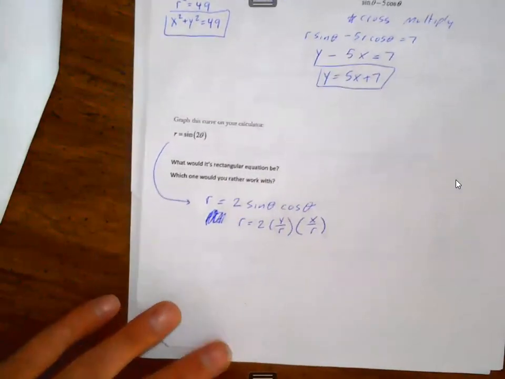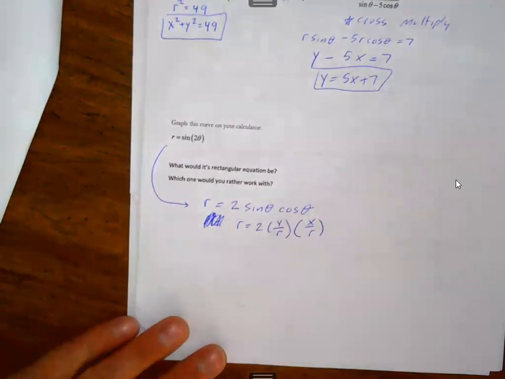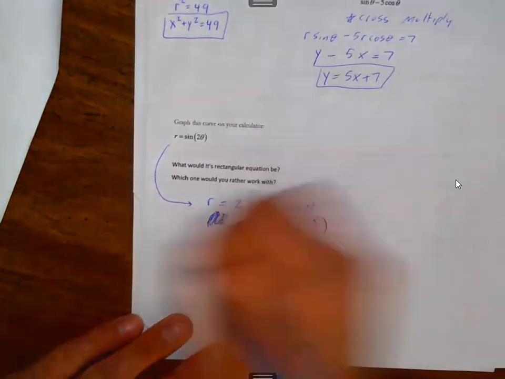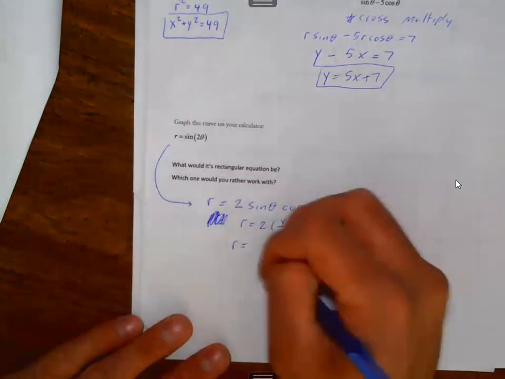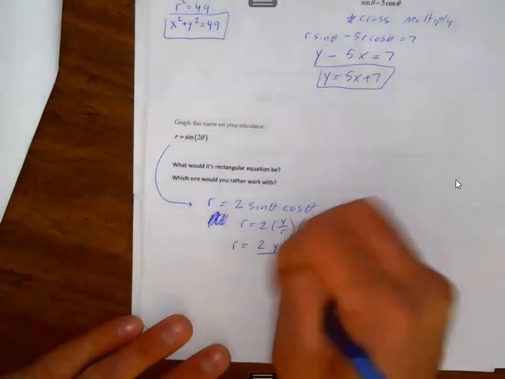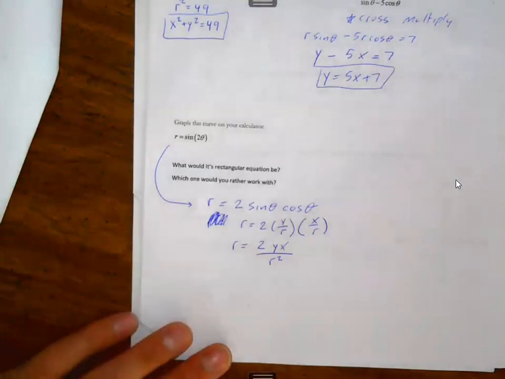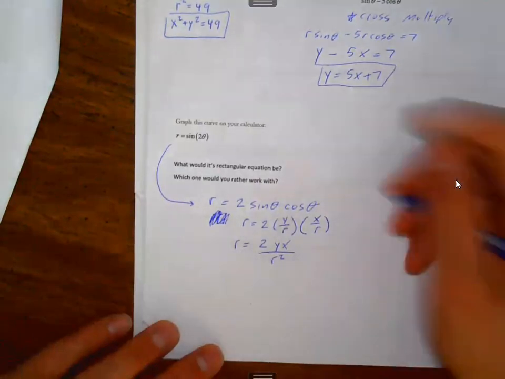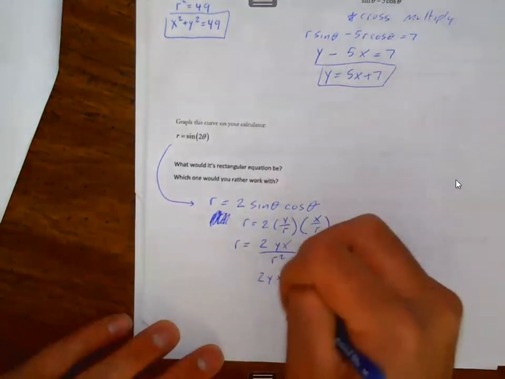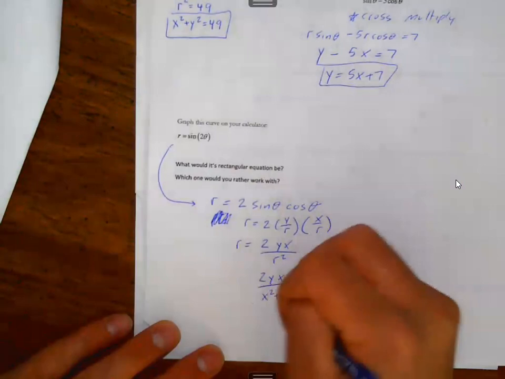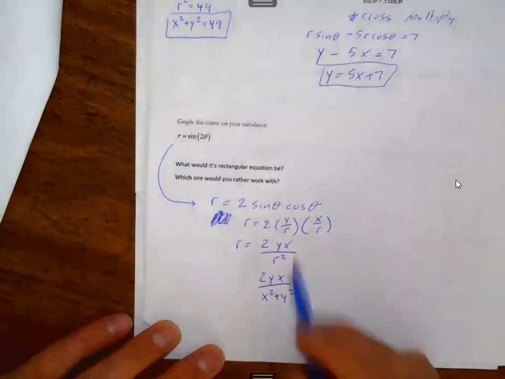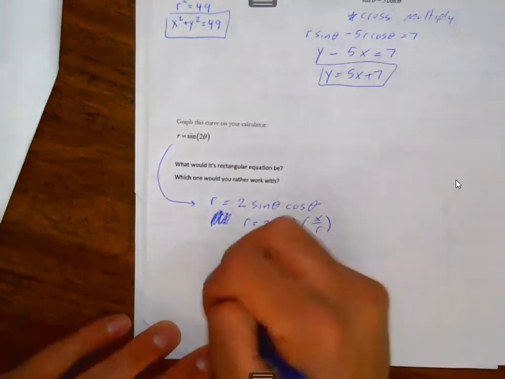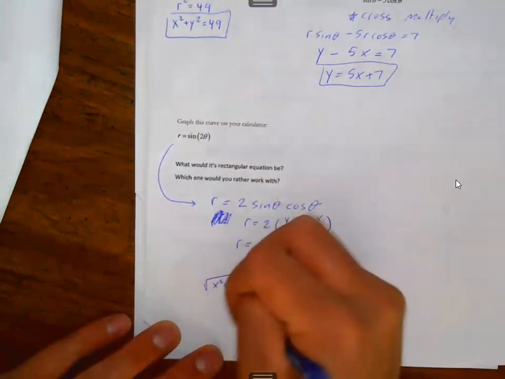So we didn't quite put it in rectangular form yet, but we got rid of theta by putting in the actual definitions for sine and cosine. So that's going to be r equals 2yx over r squared. All right, which means, well, if r squared is equal to x squared plus y squared, which we could sub in for r squared, then r is the square root of that. That would just be the square root of x squared plus y squared.